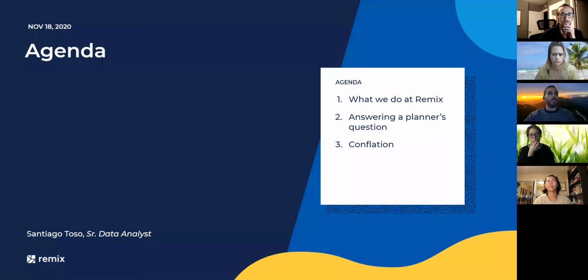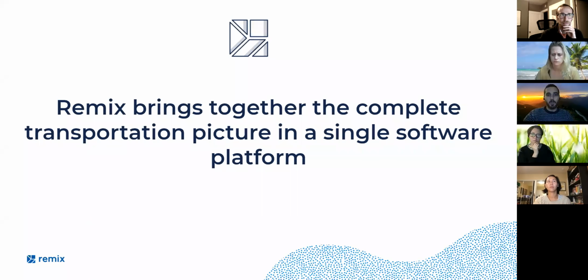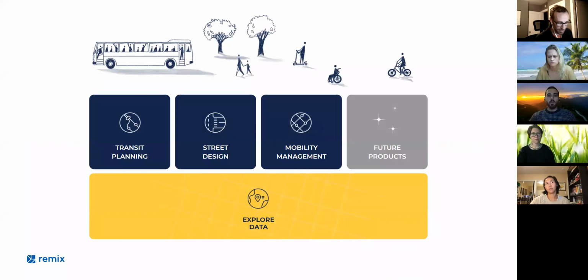So with that, let's see what Remix is about. If I had to summarize Remix in one sentence, this would be it. What we try to do is to bring together the complete transportation picture in a single software platform. That means that we have different models. We have a transit planning model, a street design model, a mobility management model, all of them with very specific functionalities to those use cases.